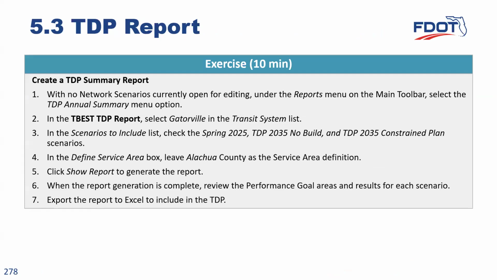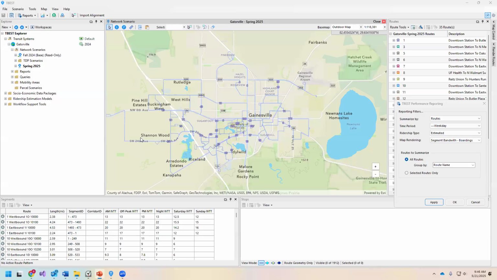Okay, so let's just create a TDP report. This is a report that whenever you're submitting to FDOT, they're going to be looking for this type of report to come out of your work with TBEST, but in general, they want this type of assessment in your TDP.